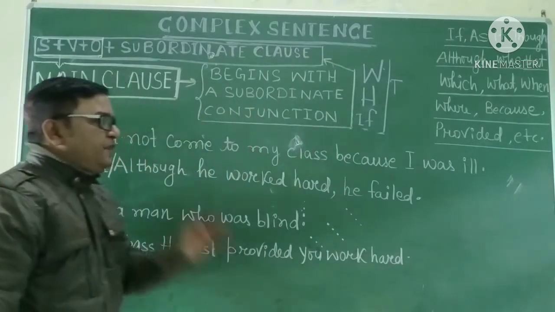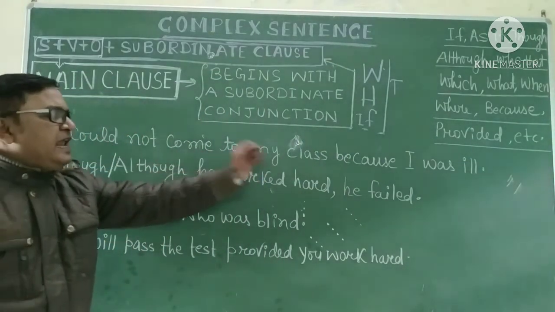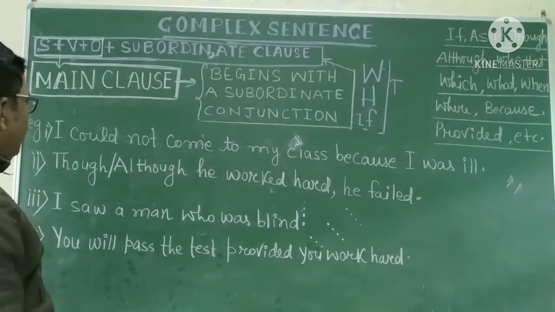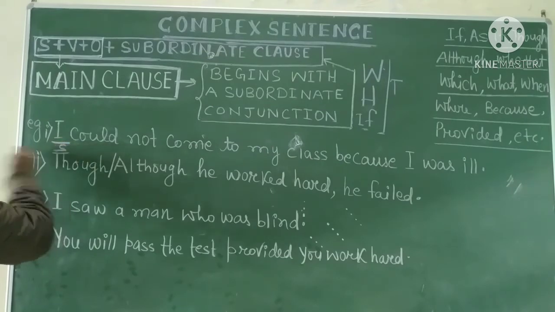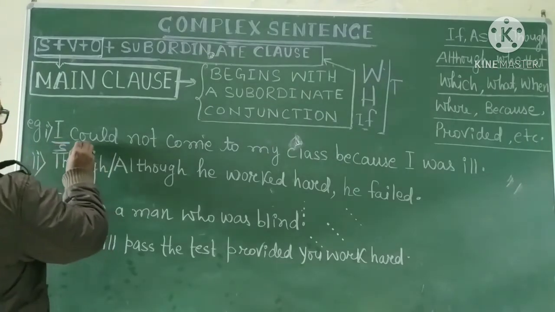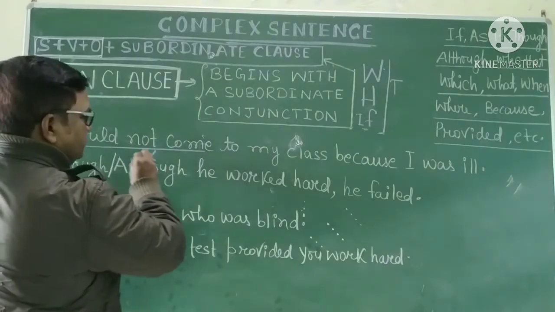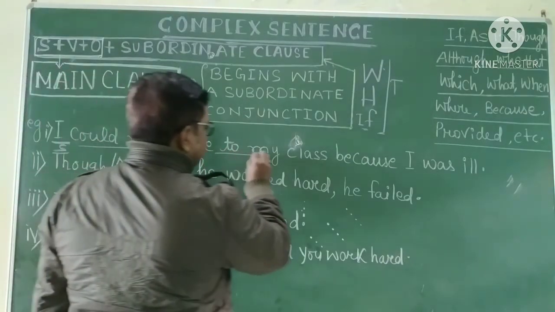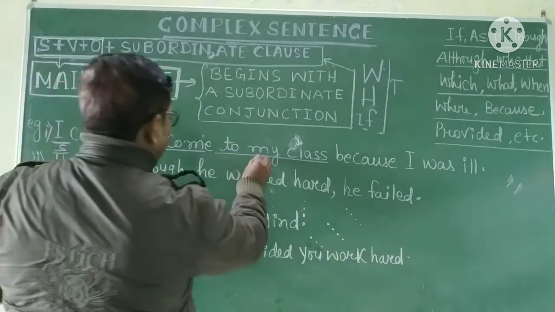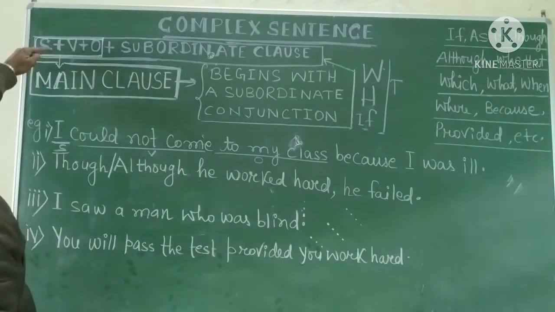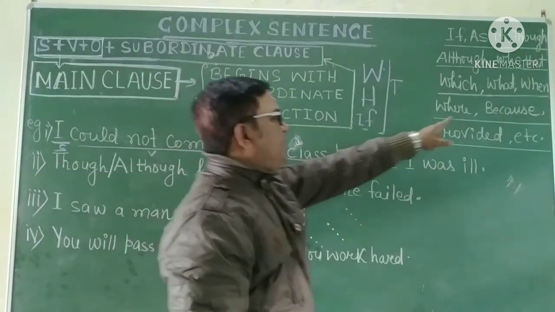See, in the first sentence you are watching, I could not come to my class. So I is your subject, could not come is the part of the verb, to my class is your object. So subject, verb, object. This is your subject, verb. This is the main clause. Because I was ill, you can find because here.